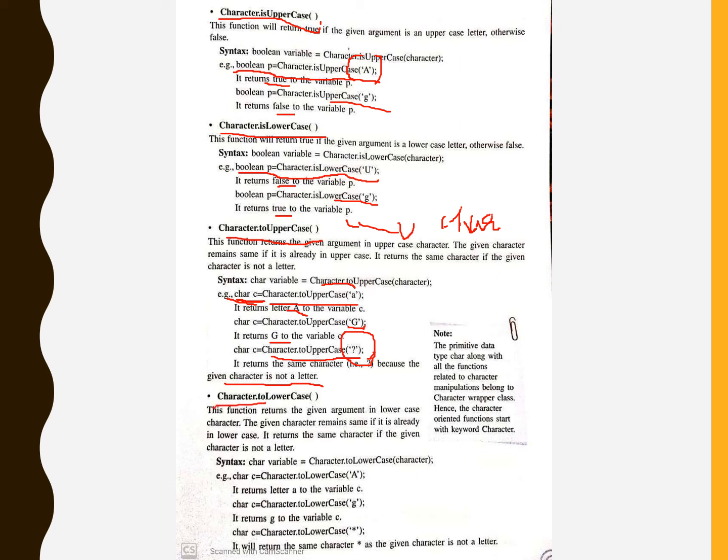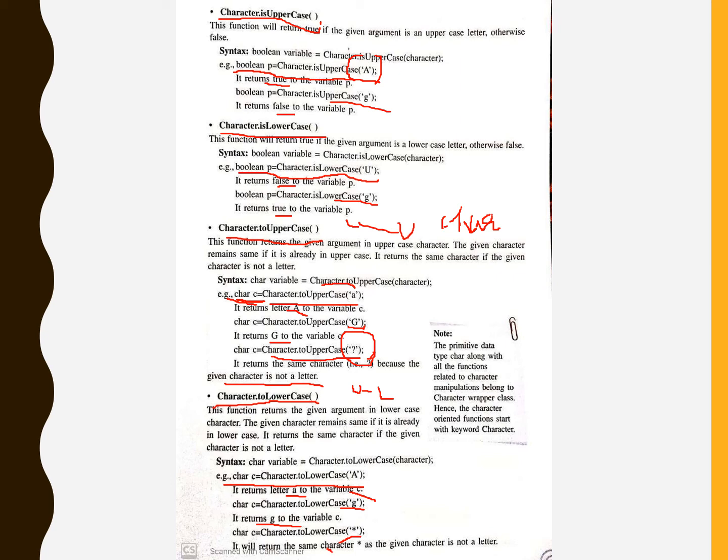Next, Character.toLowerCase. It converts the uppercase letter into a lowercase and the return type is the character data type. For example, here char c = Character.toLowerCase('A'). So it will convert the capital A into a small a. So what will it return? It will return the small a value in variable c. Here it will return small g. So g is already small, so it will return the same value. Asterisk, it will return the same value.